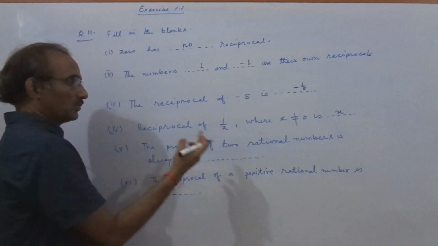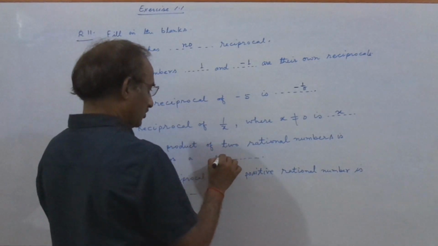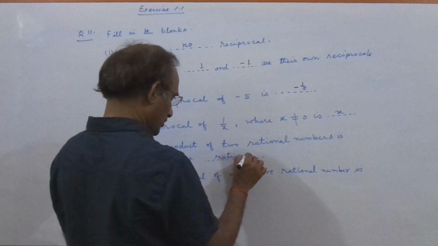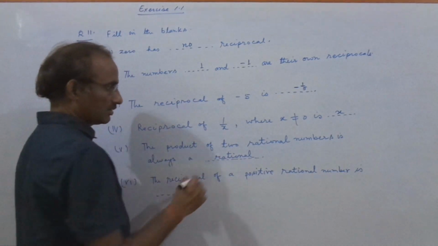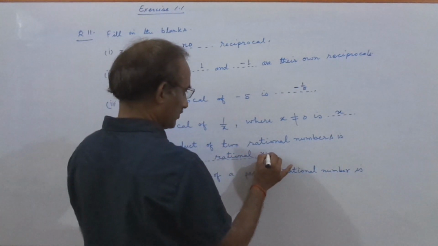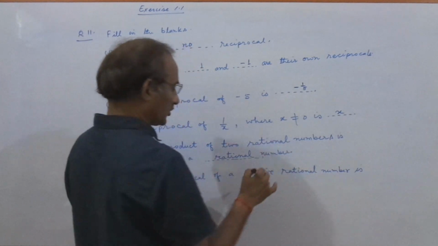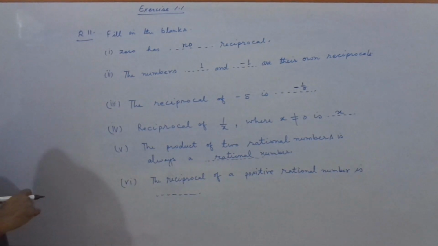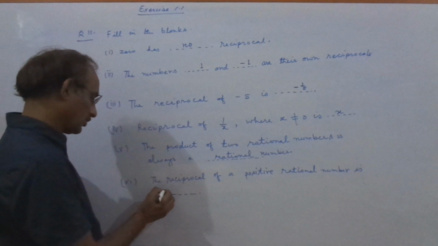The product of two rational numbers is always a rational number. This is the closure property. This is closure rule. The reciprocal of a positive rational number is always positive.